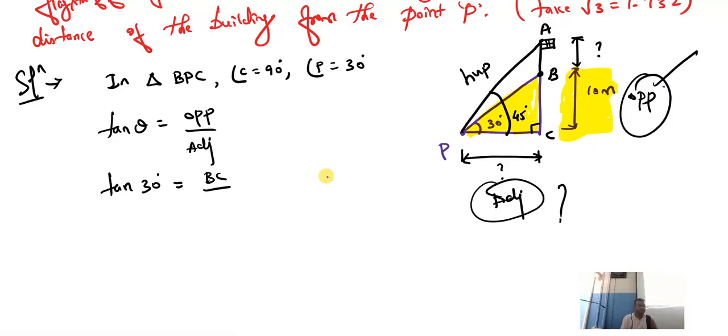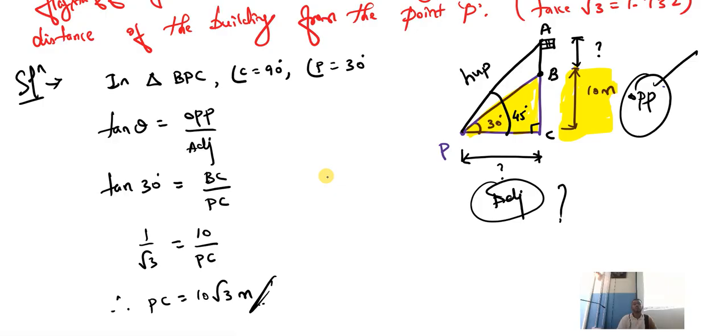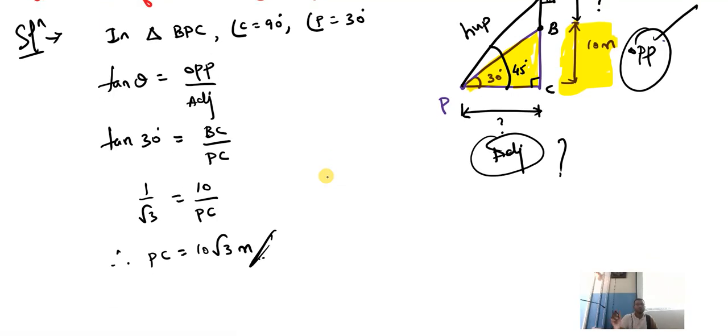We have to find the adjacent side, that is PC. Now tan 30 is 1 by root 3, which equals the value of BC, which is 10, divided by the value of PC, which we don't know. Keep it as it is. Now PC into 1 is PC. Cross multiply: PC equals 10 into root 3, which is 10 root 3 meters. Now we got the value of PC. The value of PC here is 10 root 3 meters.